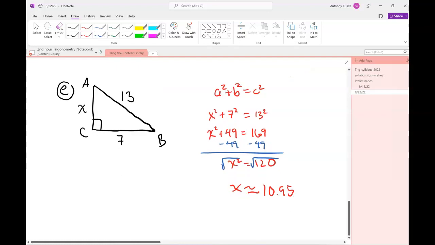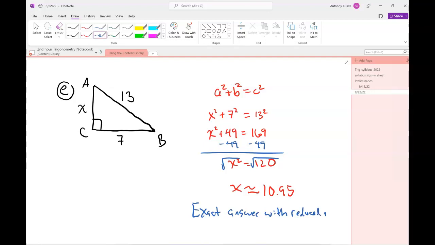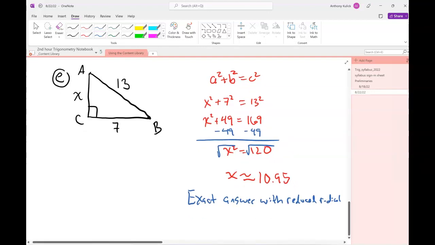But what if I wanted an exact answer? Oh, I know. Exact answer, we're going to have to do some algebra. And let's say with reduced radicals. Oh, so that's radical. This is my specialty. Okay? So let's review how to do this. Sound good? The key to doing this is we're looking for what kind of factors of 120?